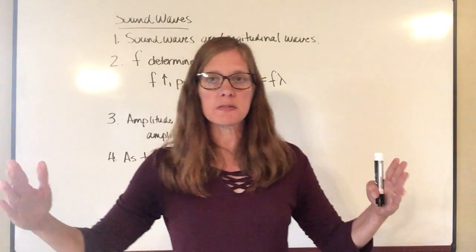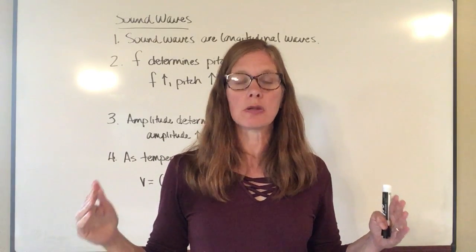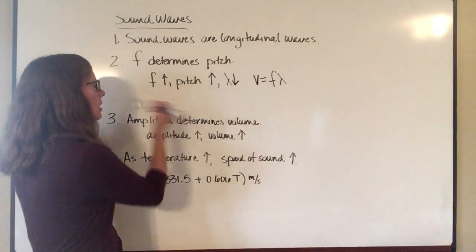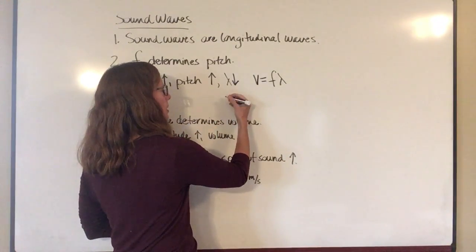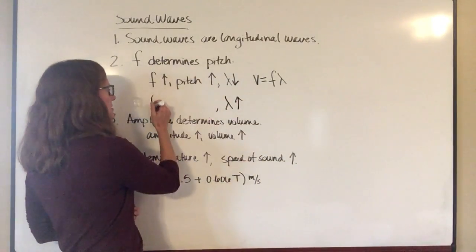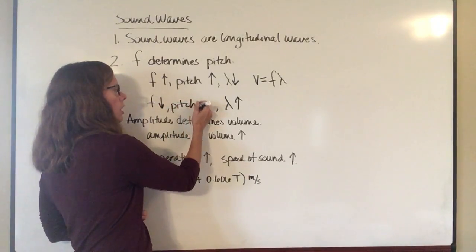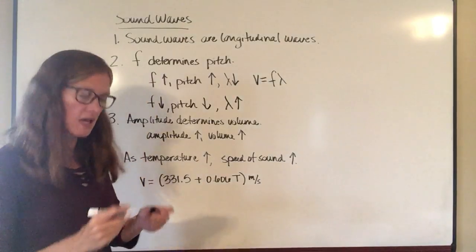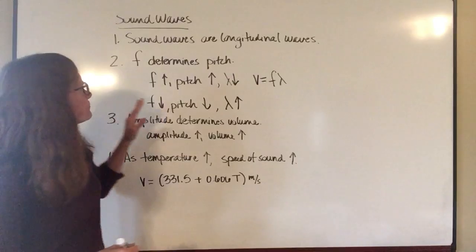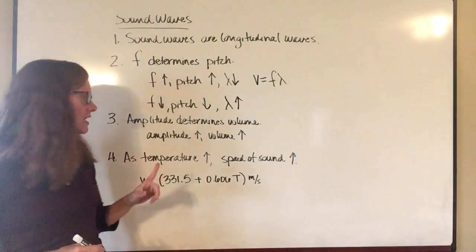Now, a flute is much longer. And so because the tube that the sound is moving through is longer, that means your wavelength is longer. And so conversely, if your wavelength gets longer, that means that your frequency is going to go down, and so therefore you're also going to hear a lower pitch coming out of a longer instrument. Okay, so sound waves are longitudinal waves. The frequency determines the pitch.